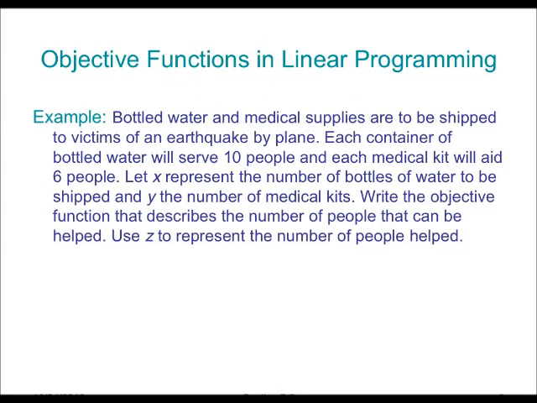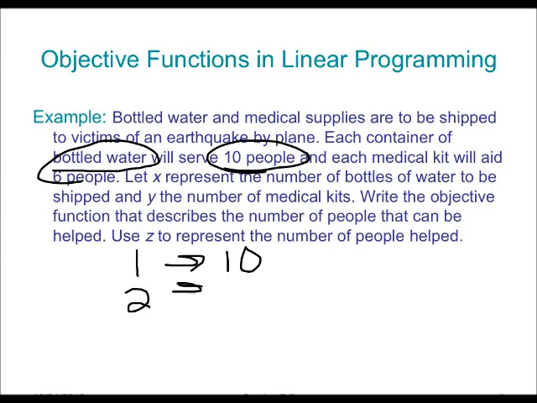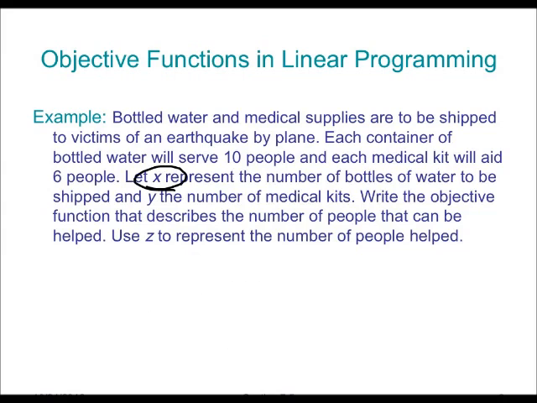So we have bottled water that will each help 10 people. So if I have one container of bottled water, I'm going to help 10 people. If I have 2 containers, I can help 20 people. 3, I can help 30, etc. So if I don't know how many containers of bottled water I'm going to be taking, we're going to let X represent the number of bottles of water. The number of people that can be helped would be 10 times X.